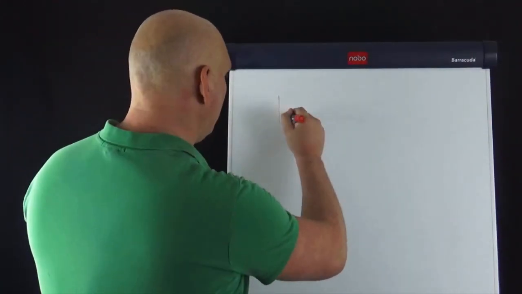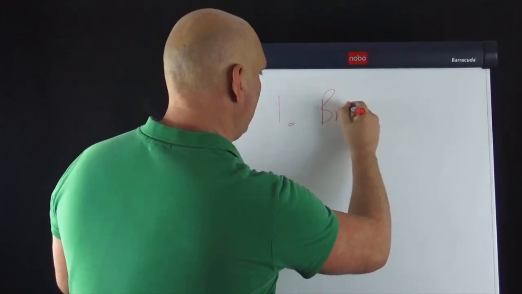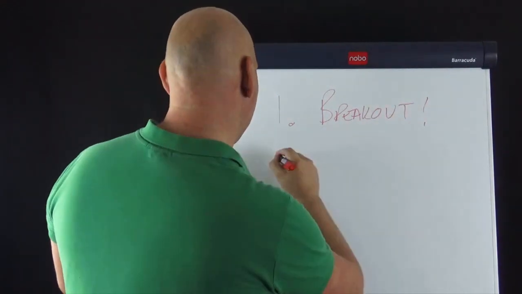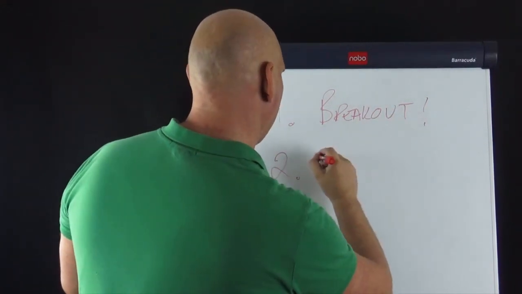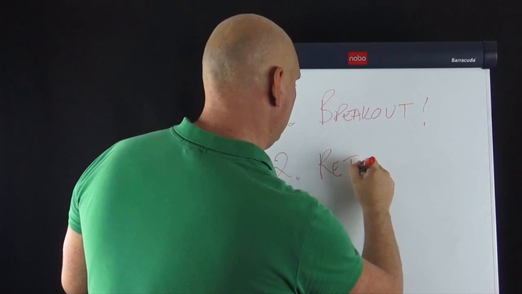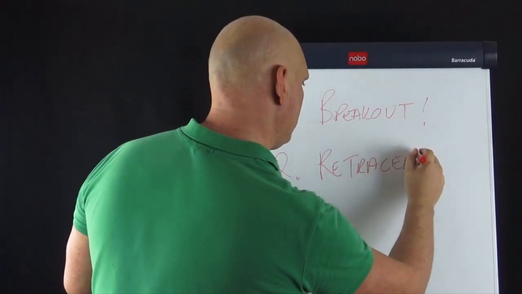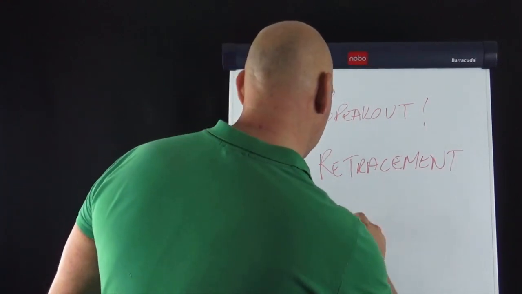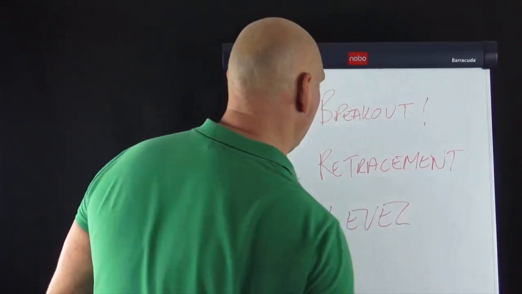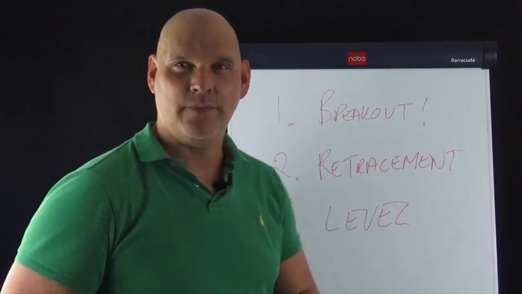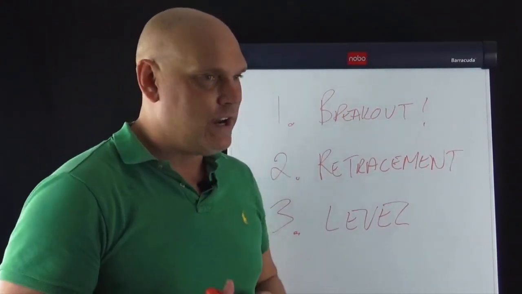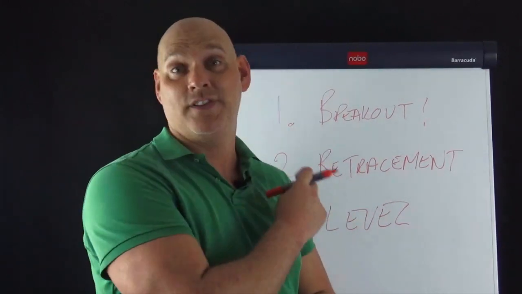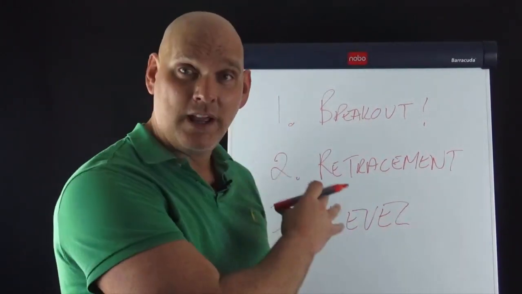So number one, we have breakout trading. Number two, we've got retracement trading, or pullbacks. And three, we've got level trading. Basically, irrespective of what type of trader you are or what type of trading you're involved in, the bottom line is you're usually one of these three major core disciplines.